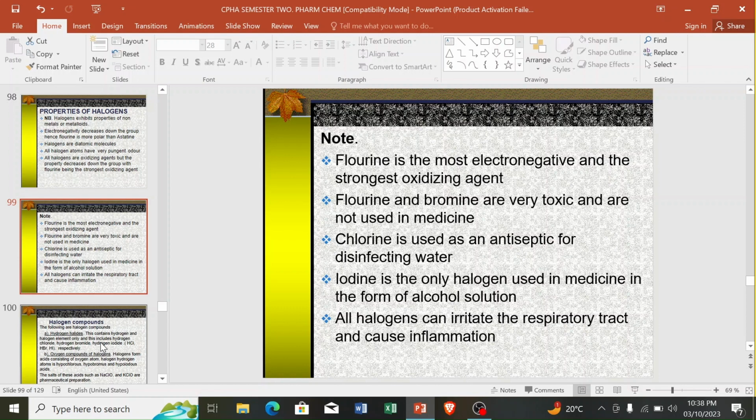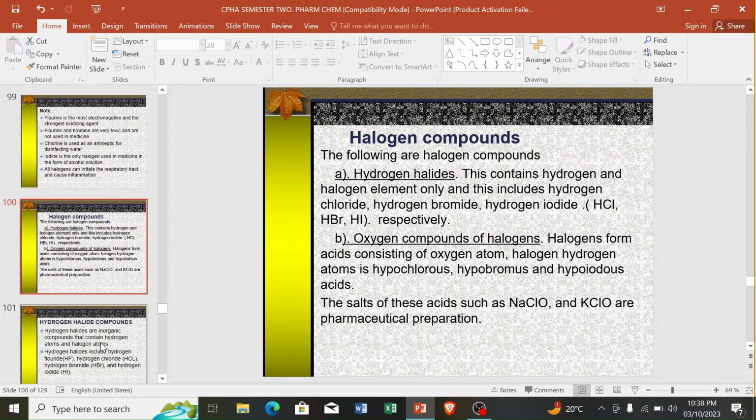Chlorine is used as an antiseptic for disinfecting water. The water we take is always chlorinated, as in they add the chlorine agent to it. Iodine is the only halogen used in medicine in the form of an alcohol solution. So the 5% we talked about earlier on and the 10% are majorly alcohol solutions of iodine. And we are going to encounter how we can prepare them, what we need to have to prepare them. What is the method of preparation? All halogens can irritate the respiratory tract and cause inflammation. That's what you have to know.